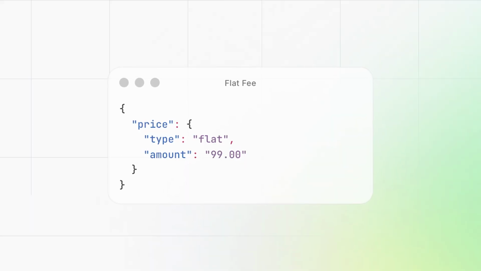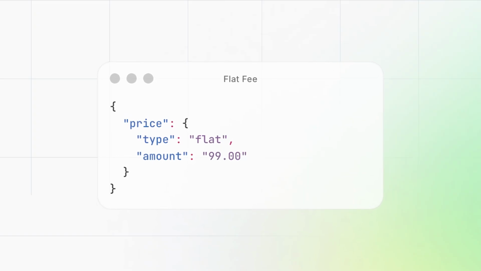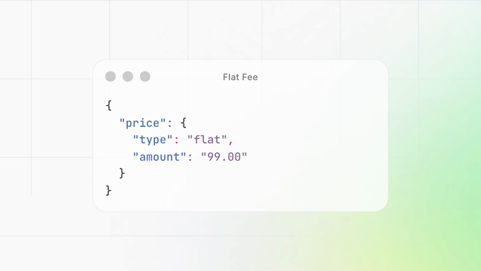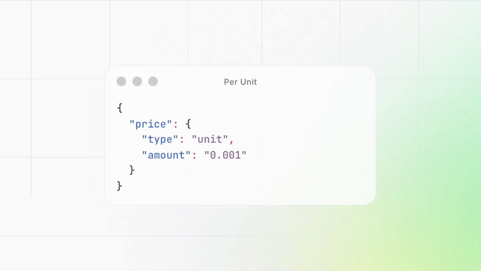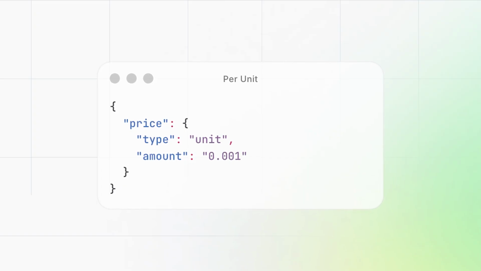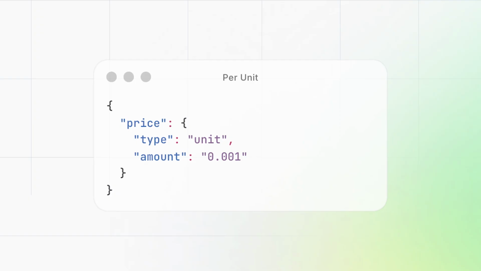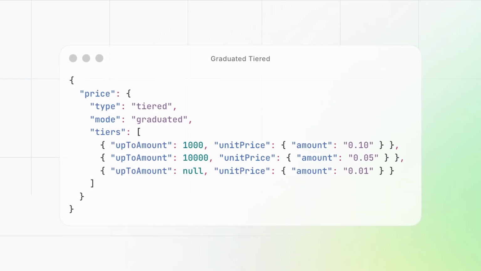There are several pricing models that you can use inside of a rate card, and the right one depends on what you're selling and how you want your customers to think about costs. First is flat fee, which charges a fixed amount regardless of usage. You can use this for subscriptions or setup fees or any kind of access charge that is fixed. Per unit charges a fixed amount for each unit consumed. So at 0.001 cents per request, 100,000 requests is going to cost $100. It's simple and predictable.